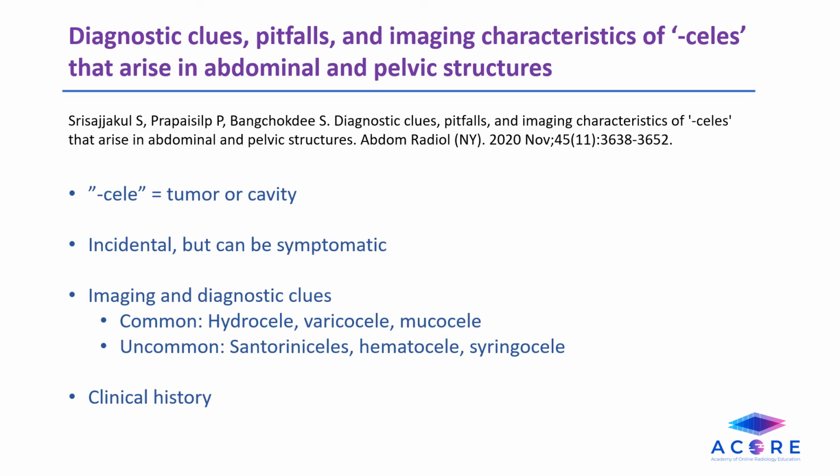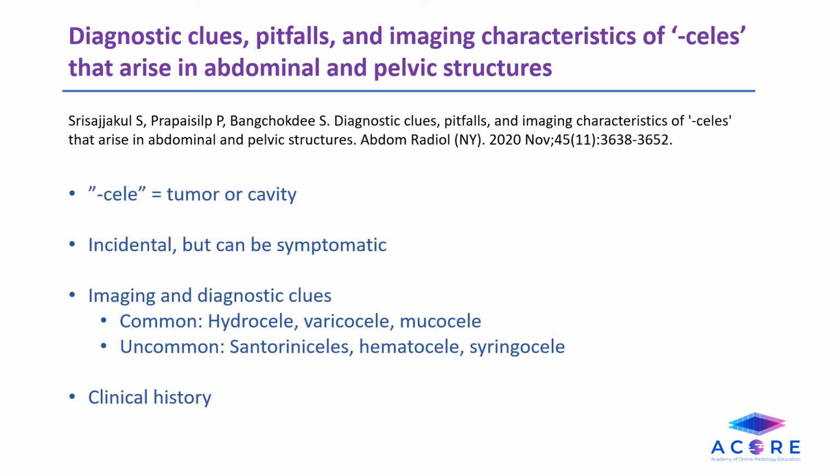Lastly, this Abdominal Radiology article from Thailand looks at the different types of fluid collections in the abdomen or pelvis which have the suffix cele. This comes from ancient Greek and translates to tumor or cavity. Most celes are incidental findings, but some can cause symptoms.